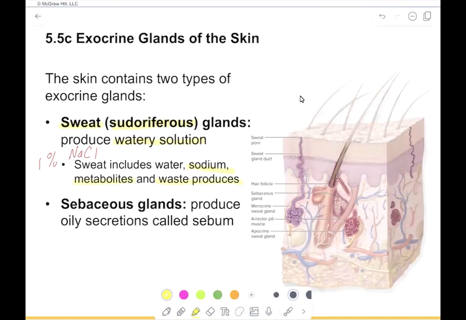The other type of exocrine gland is the sebaceous gland, which is going to produce an oil secretion, which is called sebum. So we can see the merocrine sweat gland shown here. This is going to be the one that produces sweat through the sweat pore, as you can see on this slide. And the other type is the sebaceous gland, which is always going to be associated with a hair follicle.